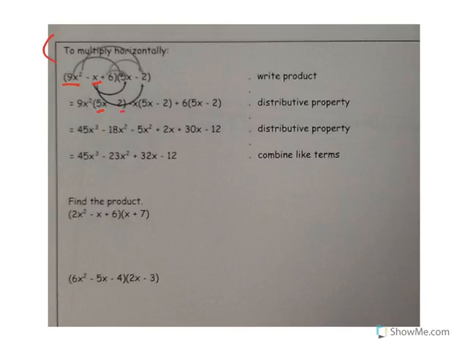Then this x has to multiply by the 5x and the 2 as well. Then over here we got the 6, that has to multiply by the 5x and the 2 as well. When you do that, you're going to end up with this here. And then when you simplify by combining like terms, you're going to end up with this.